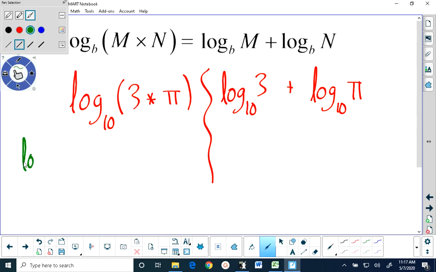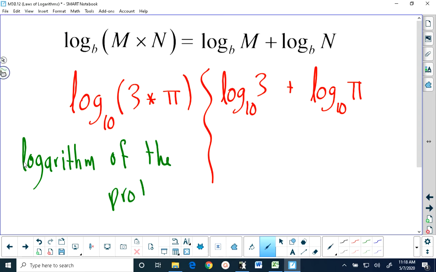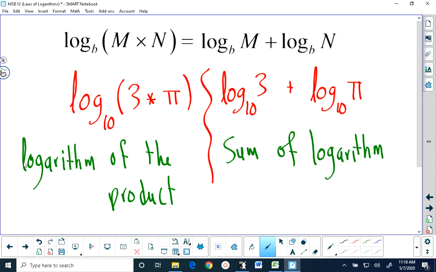The logarithm of the product and the sum of the logarithms are equal. That's what the product law says for logarithms.